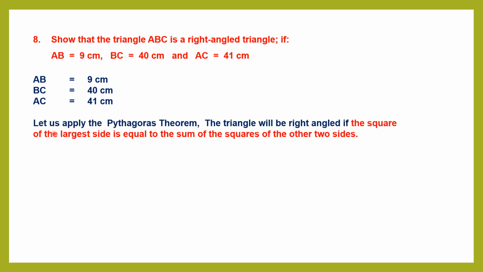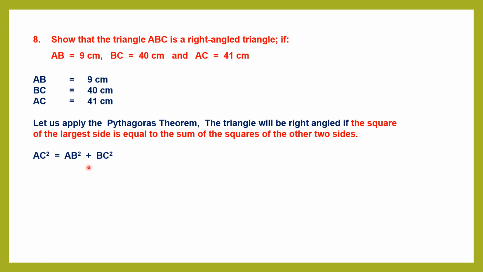Now, let us apply the Pythagoras theorem. This triangle will be right angled if the square of the largest side, remember the largest side is the hypotenuse, is equal to the sum of the squares of the other two sides. So, if that is equal by applying the Pythagoras theorem, then we can say that these three sides form a right angled triangle. So let's begin.